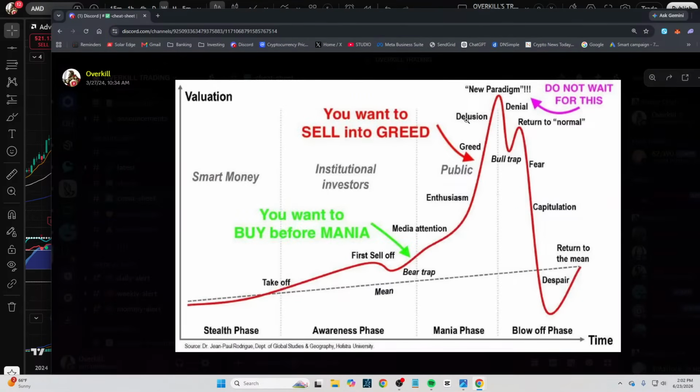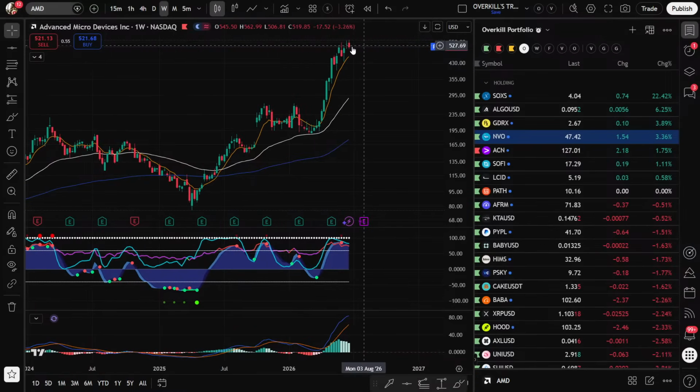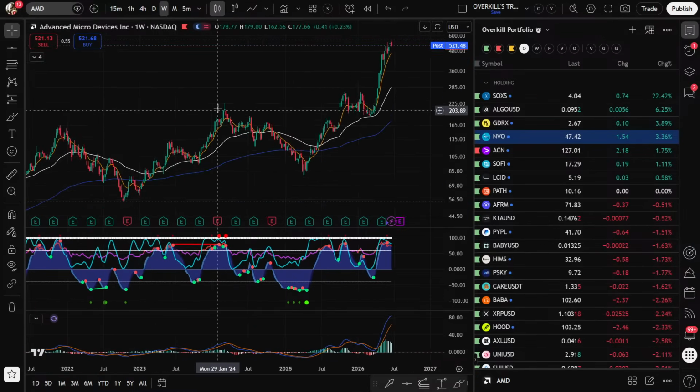Okay, this is denial, right? Delusion, right? Everyone just buy chip stocks. Just everyone buy chip stocks. They're never going down, right? That's always the case, right?